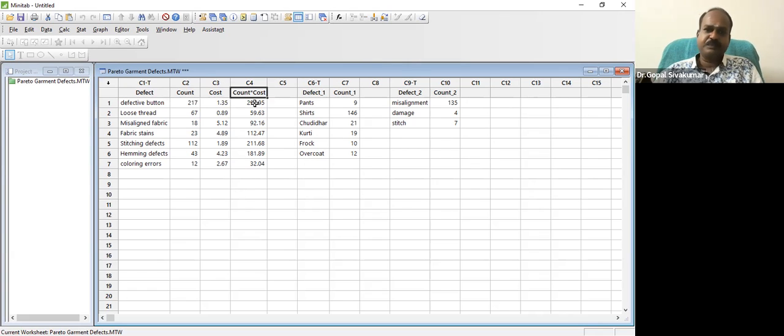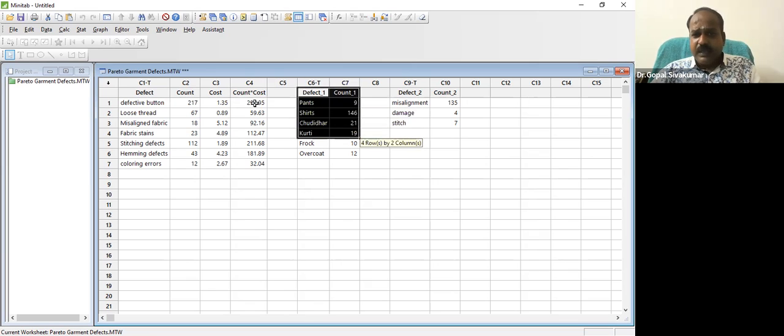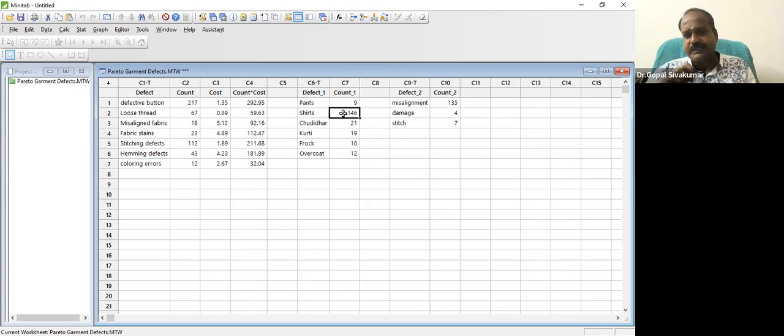Exactly, correct. Yes. So now see here, the 217 split-up is given in columns number 6 and 7. Can you see that? Out of 217, 146 rejections happened in the shirt section.